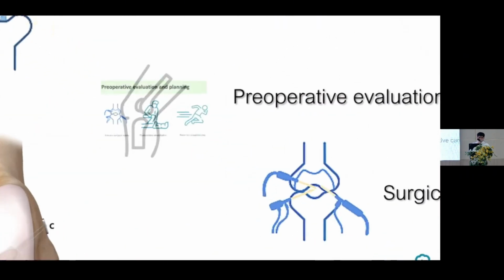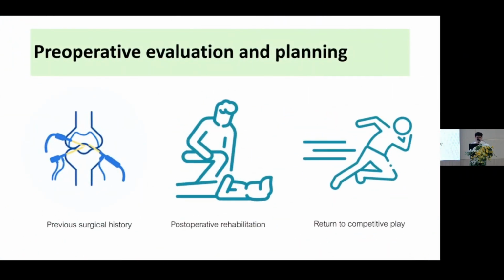After identifying the cause of failure, preoperative evaluation and planning should be performed in all patients. In addition to the fundamental data like symptom and patient activity level, previous surgical history is critical to determine the cause of injury. Other associated injuries such as ligamental and meniscus injury, and also the type of graft fixation should be evaluated. To assess the post-operative course from primary surgery, rehabilitation and return to competitive play also need the data.